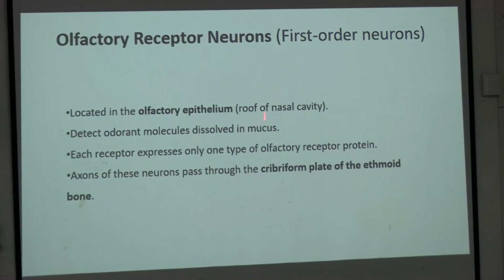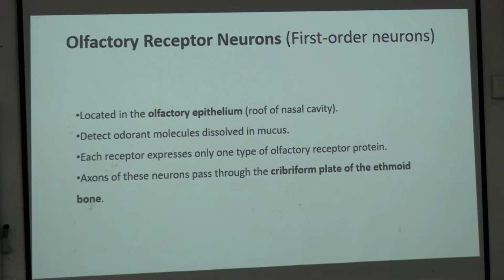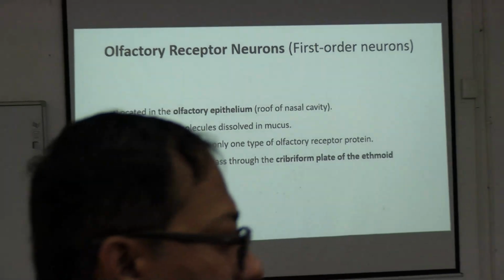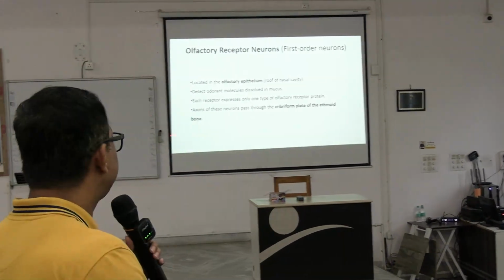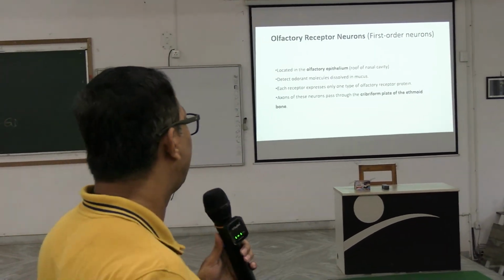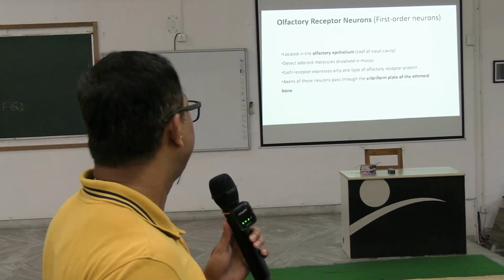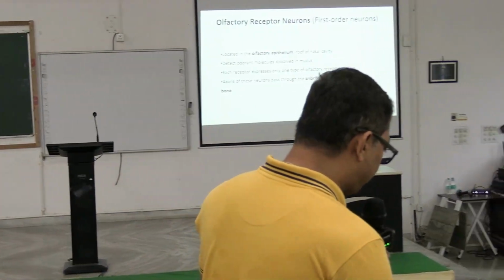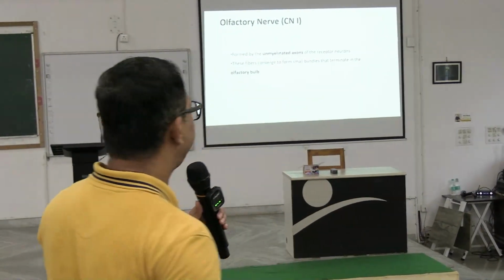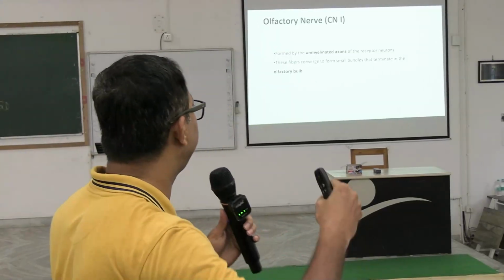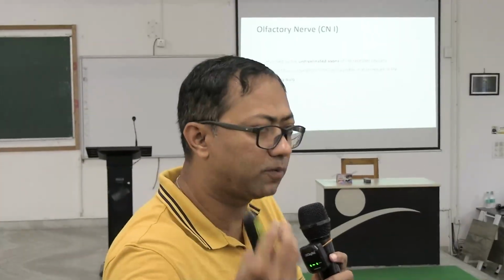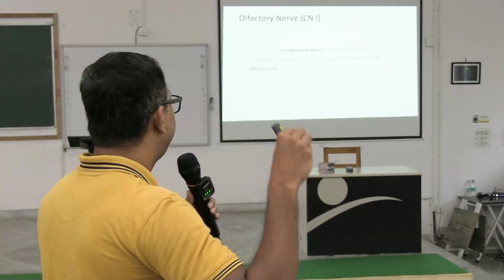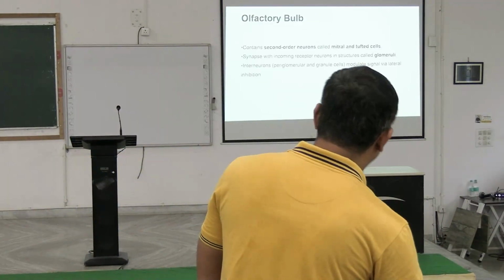These neurons detect the molecules dissolved in the mucus. Each receptor expresses only one type of olfactory receptor protein, right, and they pierce the cribriform plate of the ethmoid and move into the base of the brain. Now the olfactory nerve is formed by the unmyelinated axons of these same neurons, and these fibers converge and terminate in the olfactory bulb.